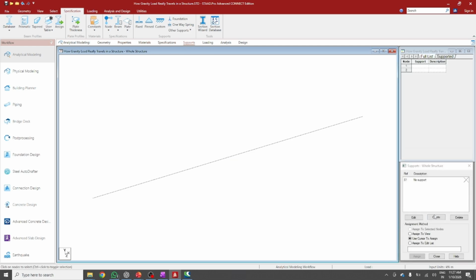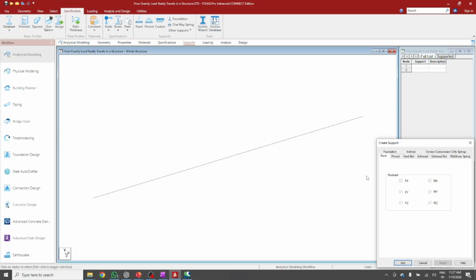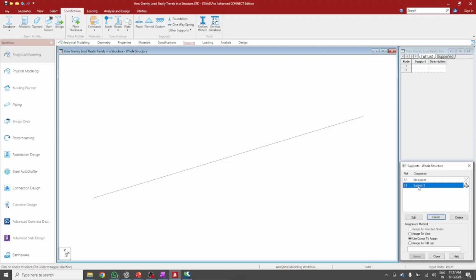Support, in supports, I'll click on create. Now I'm creating a pin connection, a simply support condition. So for the pin, Fx, Fy, Fz will be restrained and Mx, My, Mz will be free. Moment will be free, theta will be free. That is why only Fx, Fy, Fz is ticked. So add this, we will assign to both the supports.